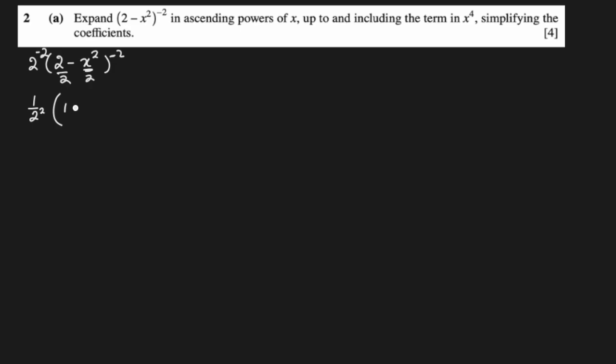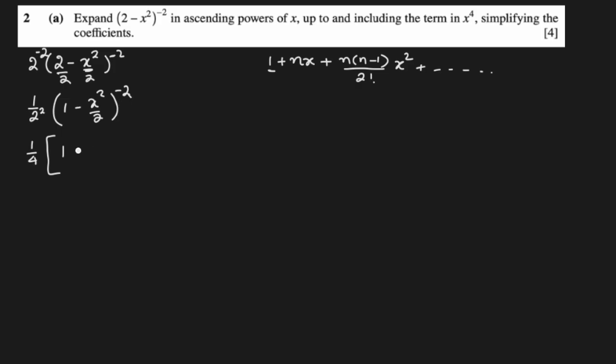And now 2 divided by 2 is 1 minus x square over 2 to the power minus 2. Now we have a 1 and we can use the formula which is given in your formula sheet, which is 1 plus, when we expand a binomial, 1 plus nx plus n minus 1 over 2 factorial x square and so on. Now this is 1 over 4, keep it out, start a big bracket. First thing will be 1, then plus nx.